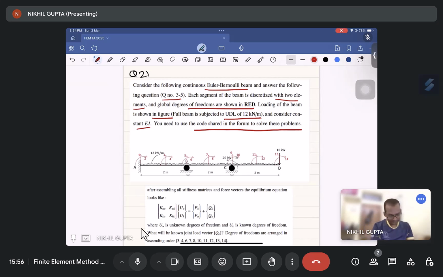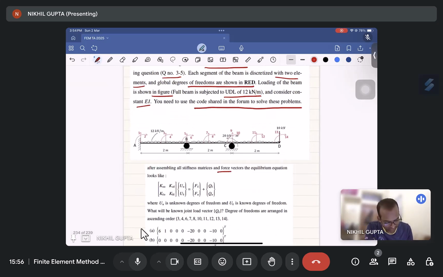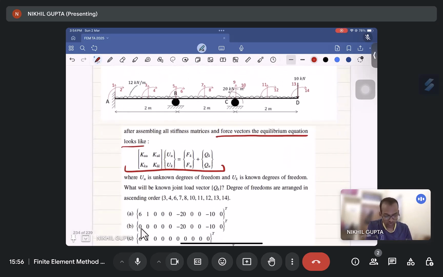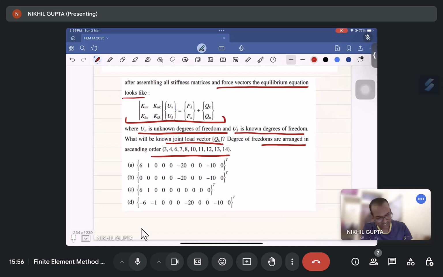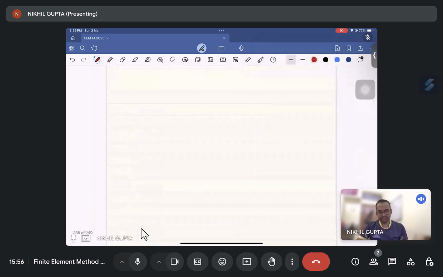Okay, we'll do that. After assembling, the stiffness matrix, force vector and equilibrium equation look like this. We all know this is the general Ku equals F. Then UU is the unknown degrees of freedom, UK is the known degrees of freedom. What will be the joint loading vector QK? Degrees of freedom are arranged in the order of this. Okay, so let's start solving by hand first, then we'll go to the code part.